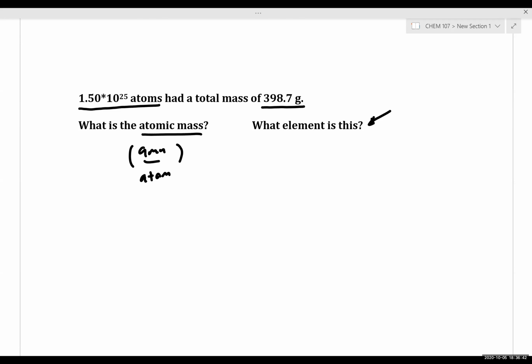And if you have any questions, don't be shy to ask in the chat or verbally, and don't be shy to write your proposed responses in the chat. Just as a reminder, this is the conversion factor that relates AMUs and grams, which you'll likely need to solve this problem.